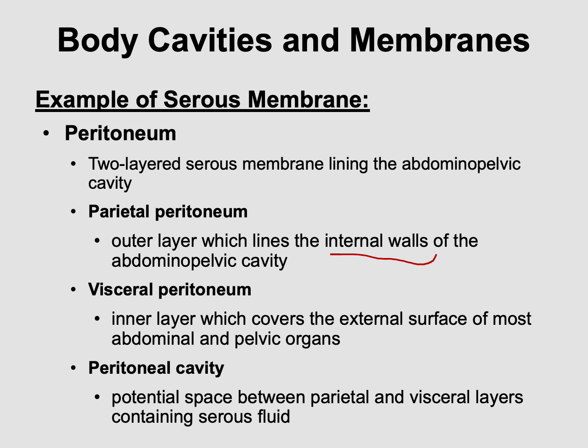And we have as well the peritoneal cavity, which is the potential space between the parietal and visceral layer, containing the fluid. And this fluid, once again, is to decrease friction, and it's basically a lubricant, as we have seen throughout this serous membrane.